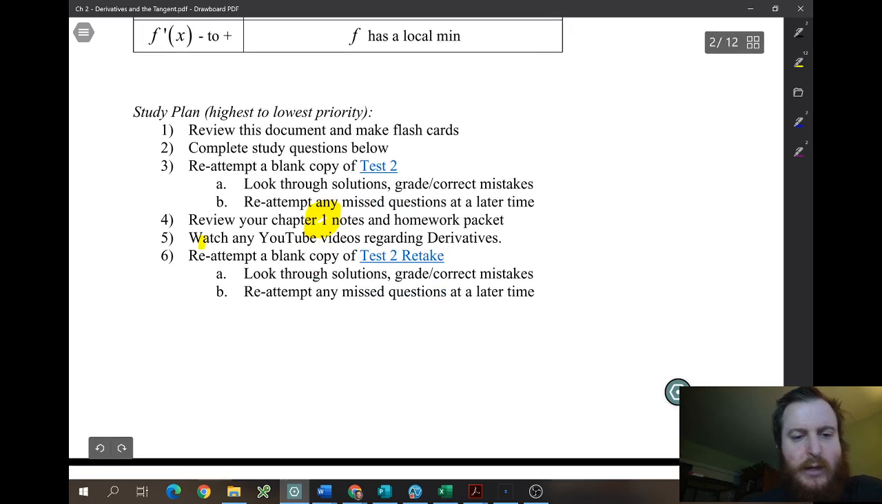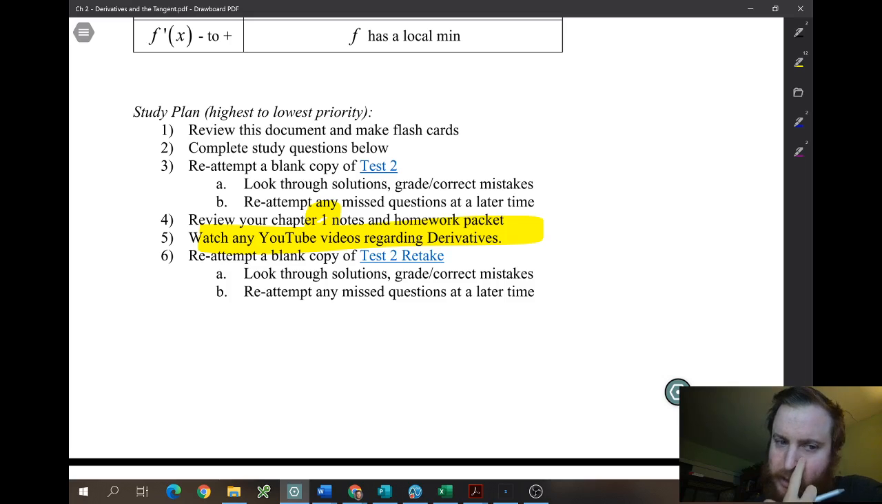I may wait on this until later on, because a lot of the videos on derivatives are going to also have quotient rule. They're also going to have product rule and stuff from chapter 3 and 4. So I may wait to watch any YouTube videos until a little bit later.